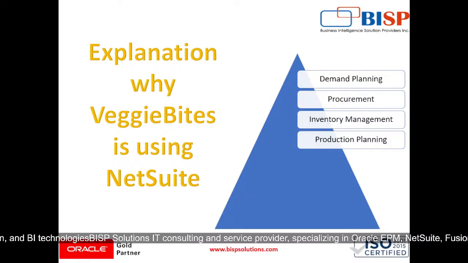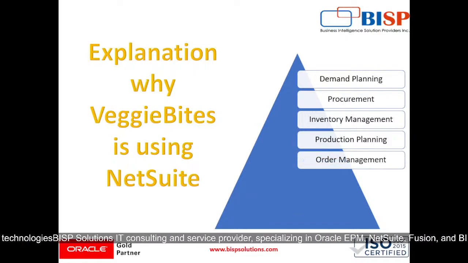Then comes our order management, which means processing customer orders. Now that Veggie Bites has the finished products, they need to ship them quickly to customers. But what if they get 1,000 orders in one day? Managing this manually is next to impossible.